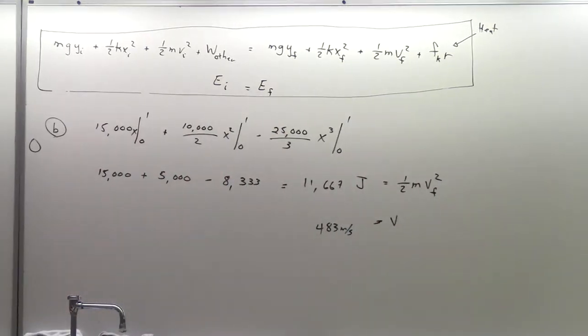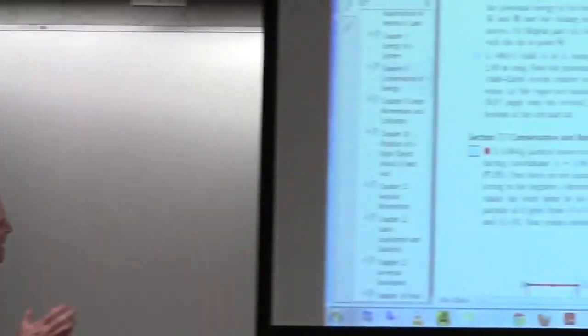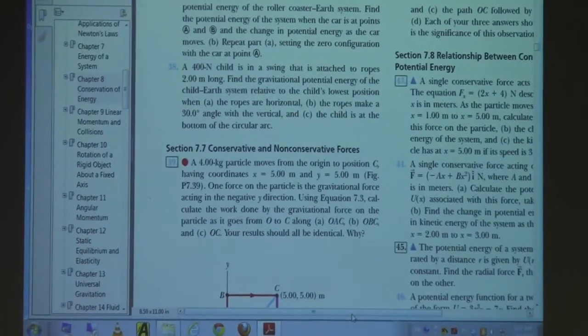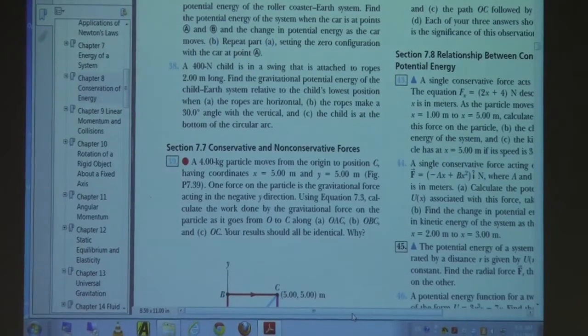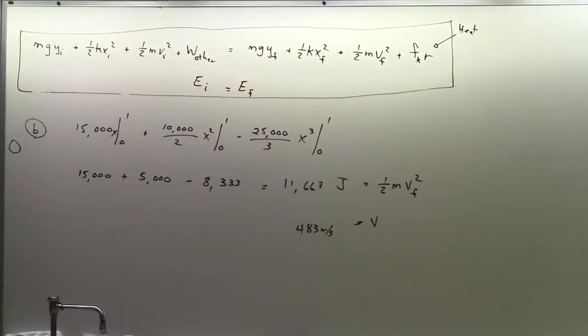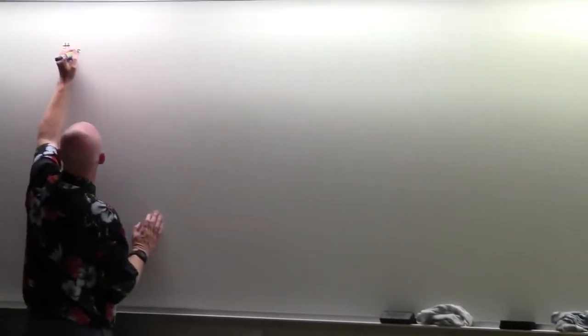Here we have a 400 newton child in a swing that is attached to ropes that are 2 meters long. Find the gravitational potential energy of this child and Earth system, relative to the child's lowest position, when A, the rope is horizontal, B, the rope makes an angle of 30 degrees from the vertical, and C, when the child is at the bottom of the circular arc. Okay, so maybe I'll begin by trying to understand the physical picture a little bit better.